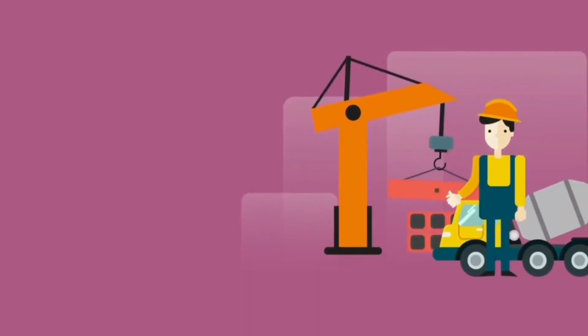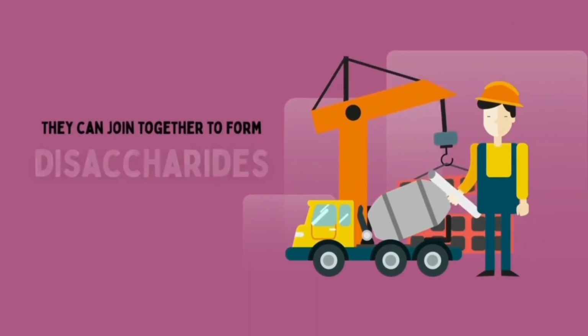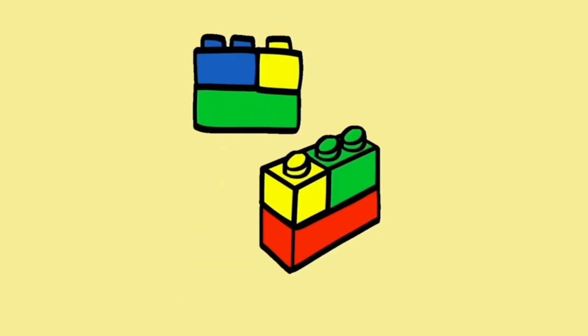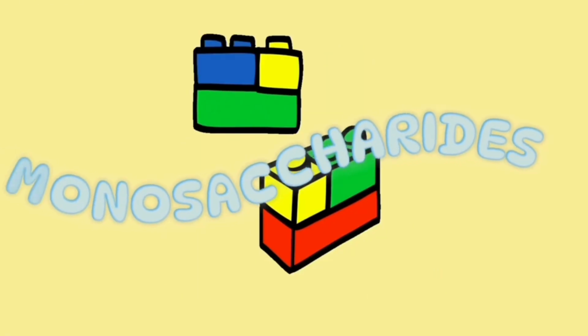But energy isn't their only role. Monosaccharides also act as building blocks. They can join together to form disaccharides, like sucrose, which is our table sugar, or even longer chains called polysaccharides, like starch, glycogen, and cellulose. So it's like using single Lego bricks. So these are our monosaccharides in order to build bigger structures or carbohydrates that your body stores or uses.